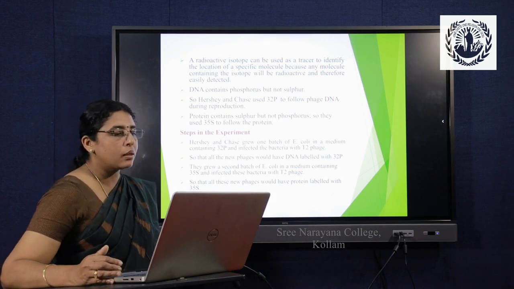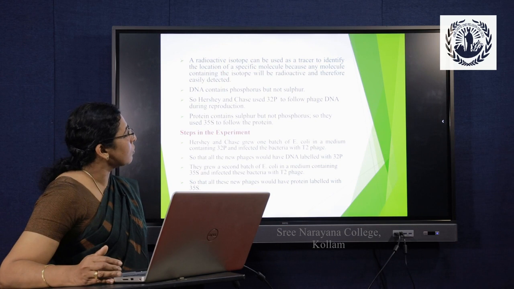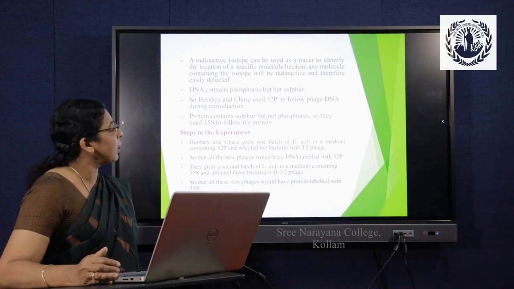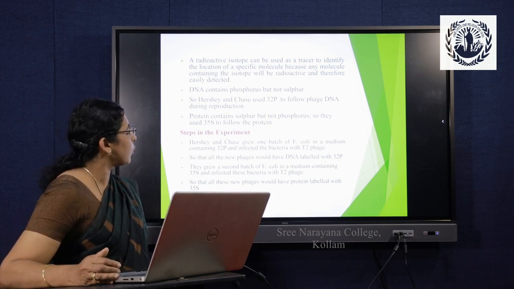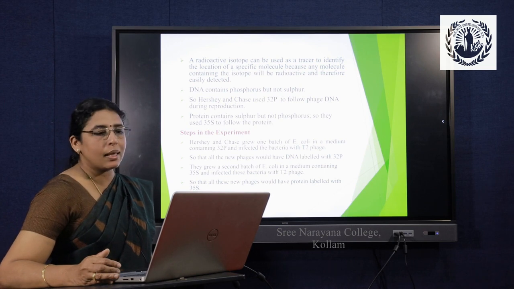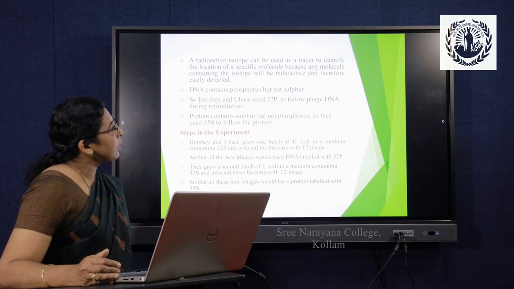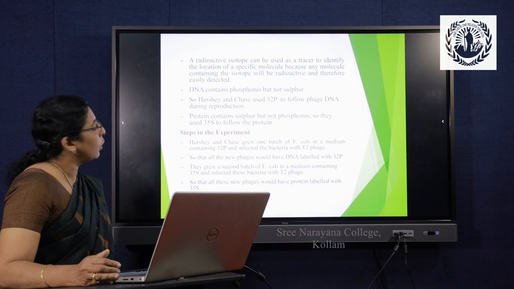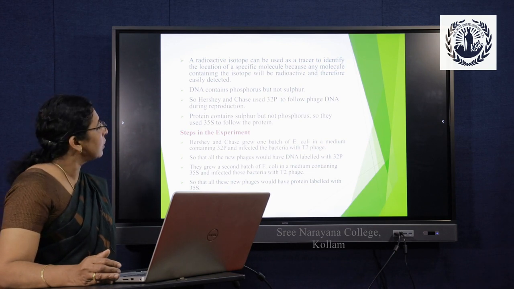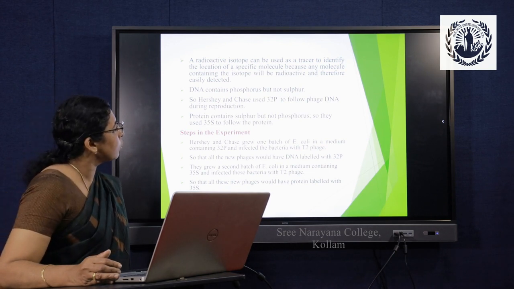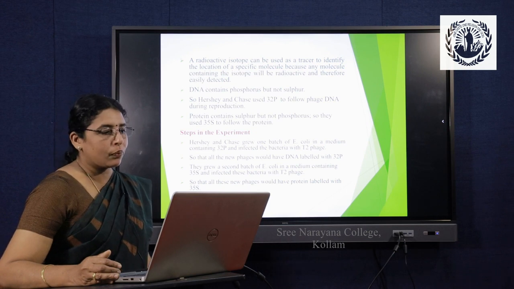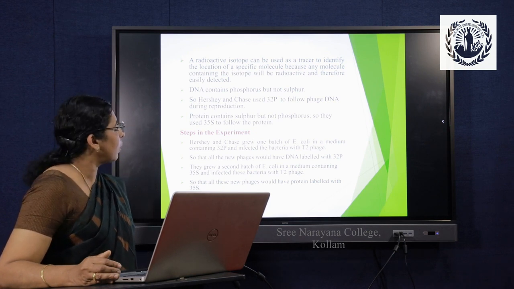Here you know that DNA contains phosphorus but not sulfur, but protein contains sulfur but not phosphorus. So Hershey and Chase used P32 to follow the phage DNA during reproduction, and they used S35 to follow the protein. Next are the steps involved in the experiment.